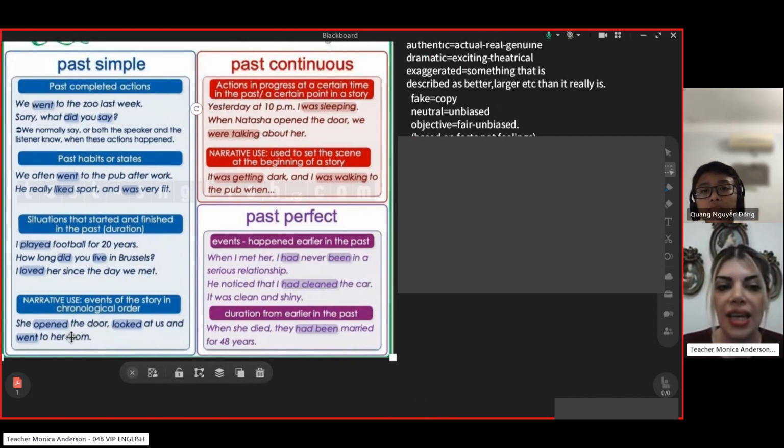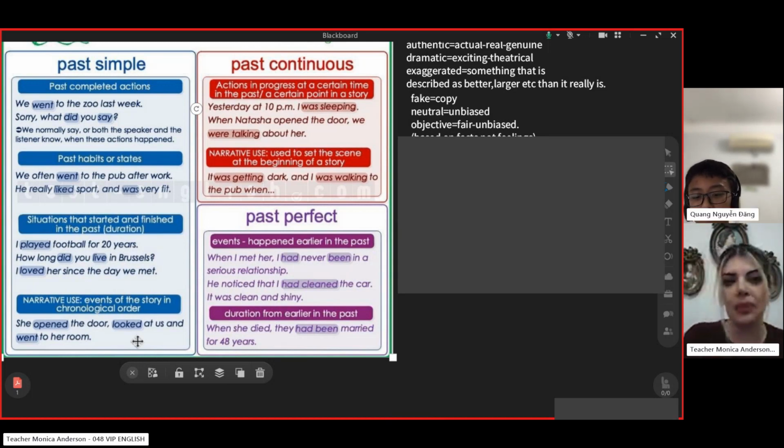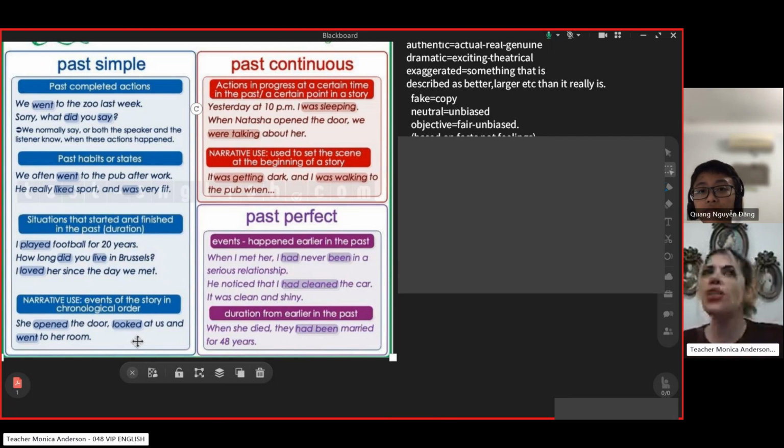And the last thing that you need to know is the narrative use of past simple, for the events of the story. Okay, she opened the door, looked at us, went to her. So actually, I have a list of actions, and I need to put them in past simple. She opened, she knocked on the door, I opened the door. So actually the main and short actions. So this is about past simple.